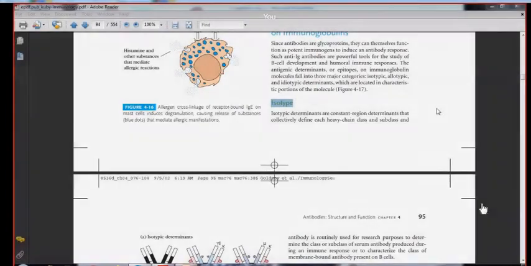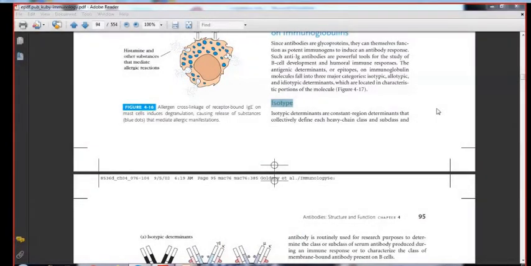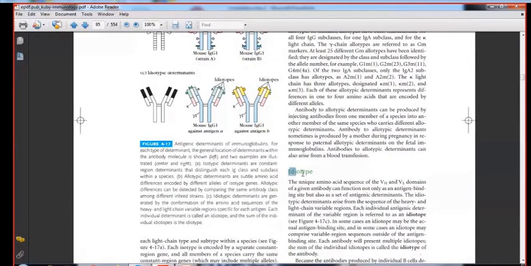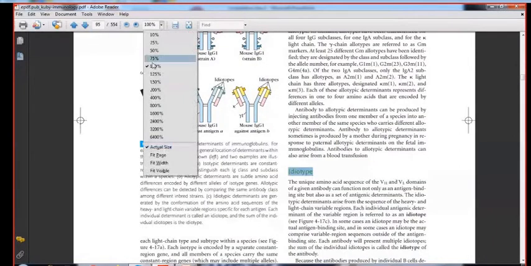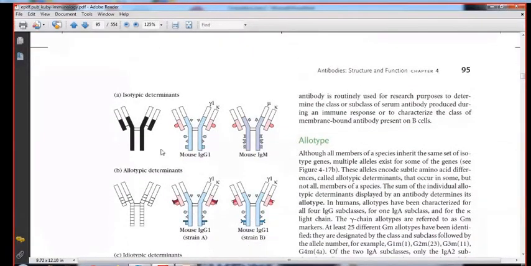So in this very class, we will start with the definition of isotype. Next is the allotype, and the third one is the idiotype. So what is the difference between isotype, allotype and idiotype? So consider this particular example.